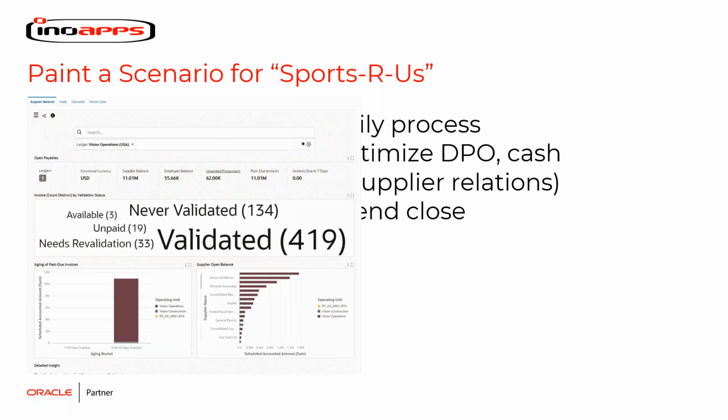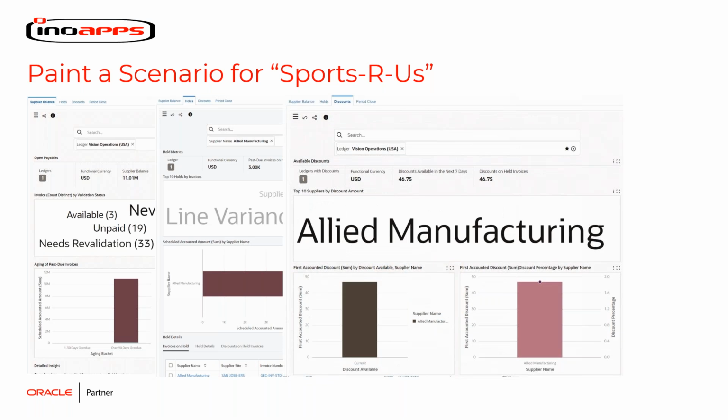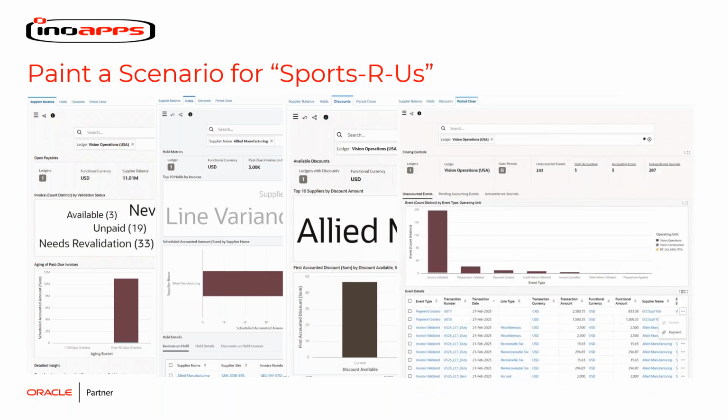You have the supplier balance that really lets you get in and delve into some detailed invoice issues. You can look at invoices that are on hold. Additionally, you can pull up and look at discounts that are available. So for example, if you have an agreement with a supplier that says pay this invoice 10 days early and we'll give you a 5% discount, then you can take advantage of that. As well, with period close, there are dashboards to help with that process so that you can identify your issues before they really become an issue at the end of the month and be able to resolve them.